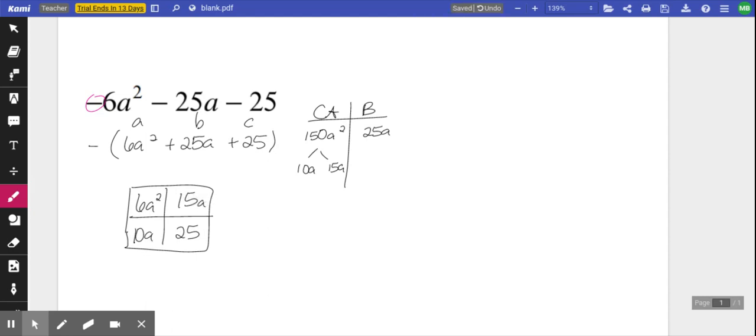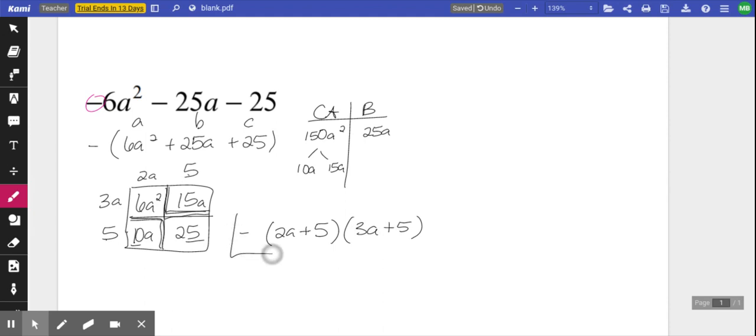Now, in order to get 6a squared, I either have to use 6 and 1 or 2 and 3. Well, I know 6 and 1 is not going to work because neither of these are divisible by 6. 2 and 3 is going to work. 10 is even, so I can do 2a here. 15a is divisible by 3, so I can do my 3a there. Now, to get the 15a, 3a times 5. To get my 10a, 2a times 5. And what do you know? 5 times 5 is 25. So then now I have my negative out front, and then I have 2a plus 5 and 3a plus 5. And that's it.